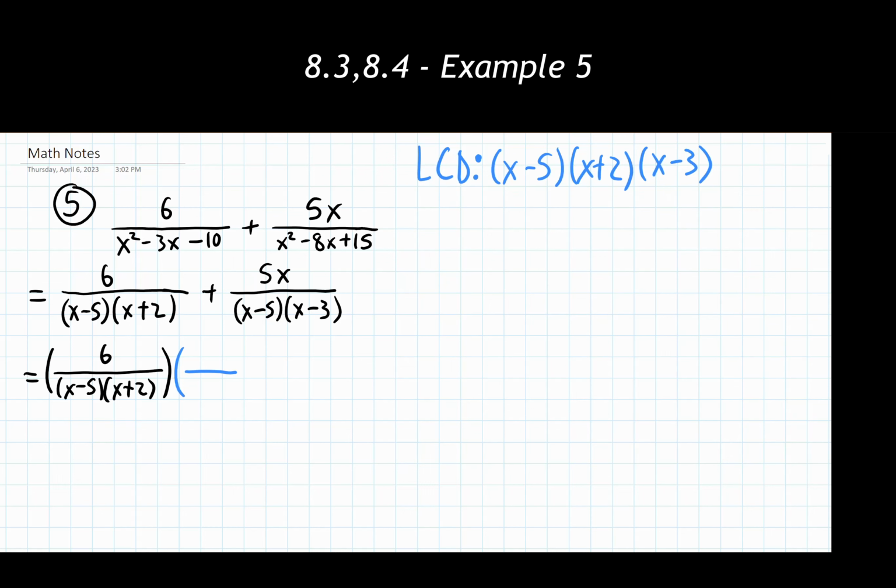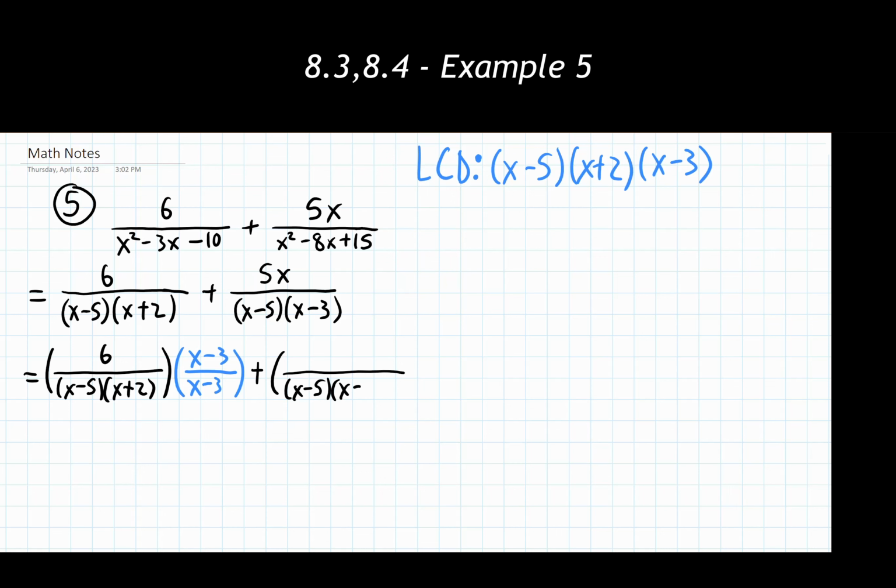Well, all it's missing is an x minus 3. I'm just going to write that in. If I multiply the denominator by that, I need to multiply the numerator by that as well. So make sure you're writing things out properly.